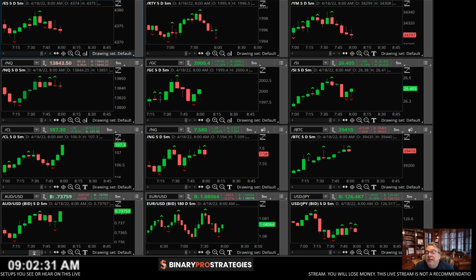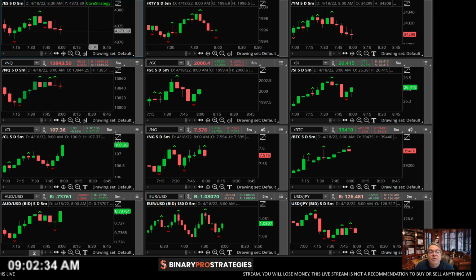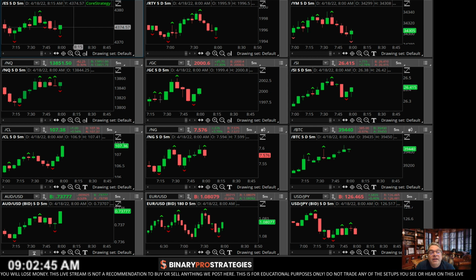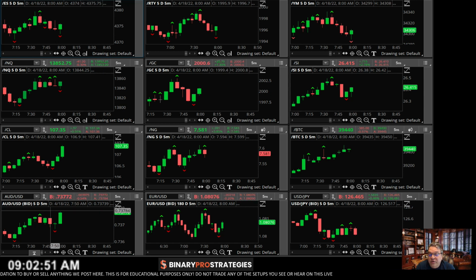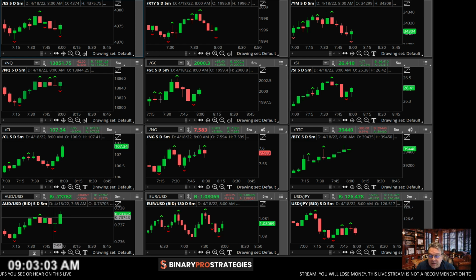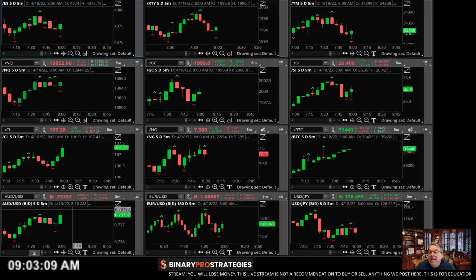With the indices and the commodities, we're going to be using something that we call the Einstein formula. It allows us to project price moves and gives us the size, so we will have an entry, a price target, and a reversal if we don't hit our target. On the currencies, we're going to be looking at the core strategies, a series of 5 different patterns. With core, we get in, hold the trade for 5 minutes, and get out. With the ES, we hold it until it hits target, or we have to reverse.